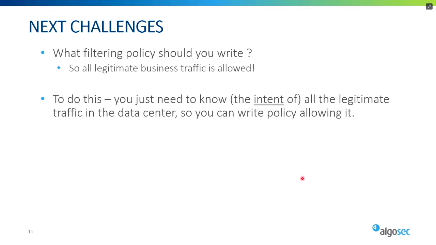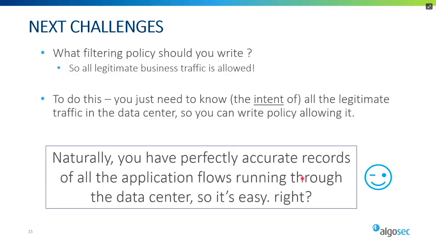I'm assuming a brownfield situation where you have stuff working, and now you just need to write filtering policy allowing everything that's legitimate there. So how do you do this? Well, naturally, you have perfectly accurate records for all the application flows in your data center, documenting in machine-readable form what they are, what they're for, what's connecting to what and why. So you have all these records, you can just use it. It's really easy, right?